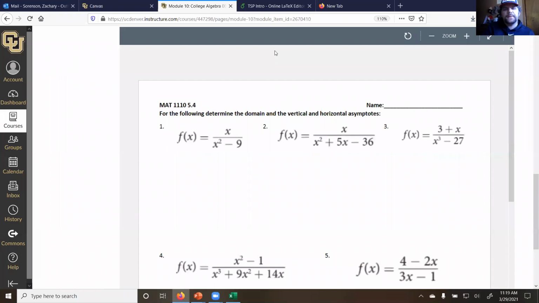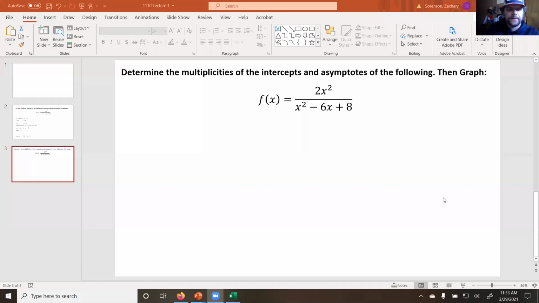Really, if you want to skip this part, it's good practice, but we've done all of this before. And I'm not super concerned about you being able to find domain. I want to make sure that you understand how to find vertical and horizontal asymptotes so that we're able to piece everything together. Okay, let me stop my recording. I'm going to pause my recording, and actually I'm going to draw, so turn off my camera.